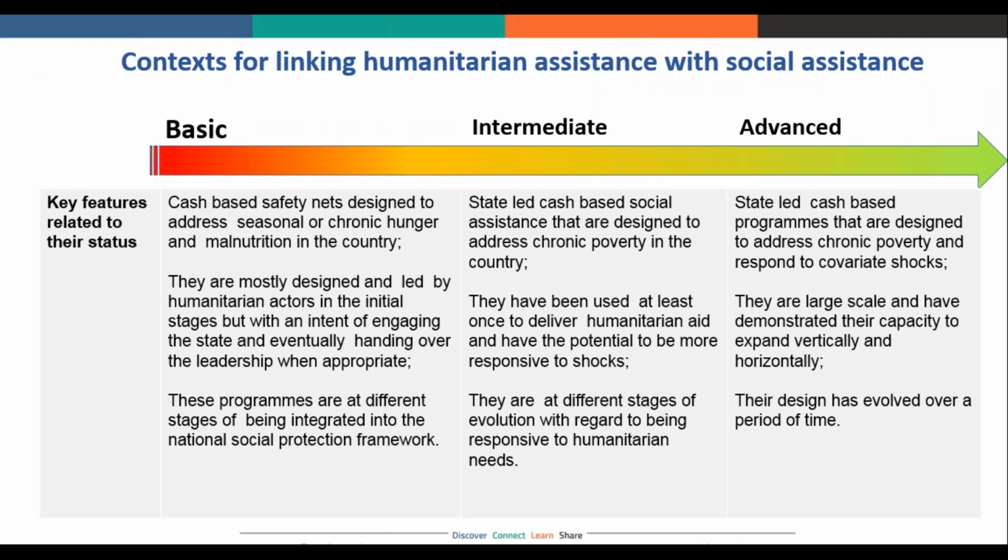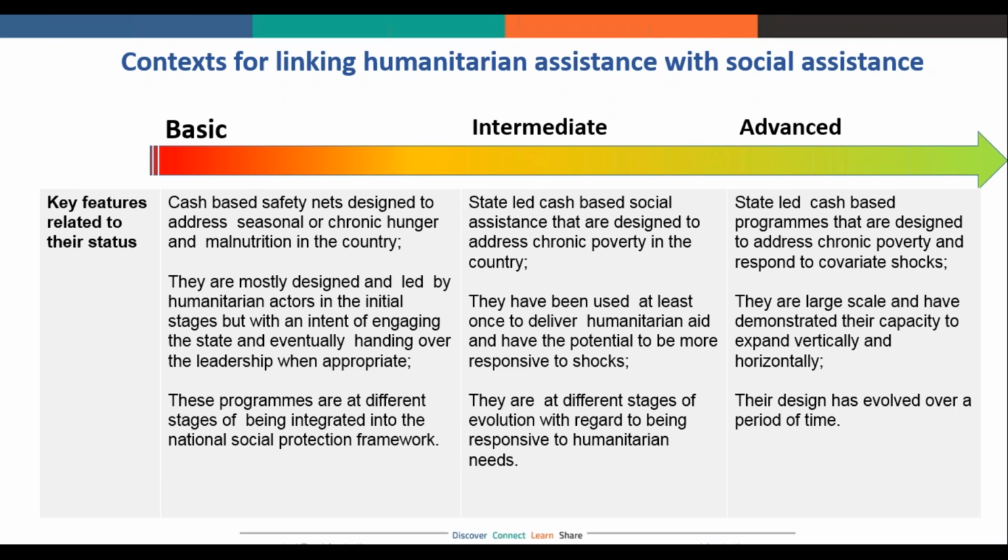There are a range of contexts where humanitarian response and social assistance can be brought together. But for ease of understanding, in the guidance notes of CaLP, we've divided them into three broad contexts: advanced, intermediate, and basic. Advanced context is where the systems are well in place and strong, led by the state, and they have demonstrated their ability to scale up and scale back in response to a crisis, and have evolved over a period of time.